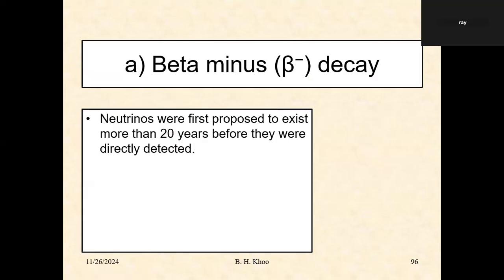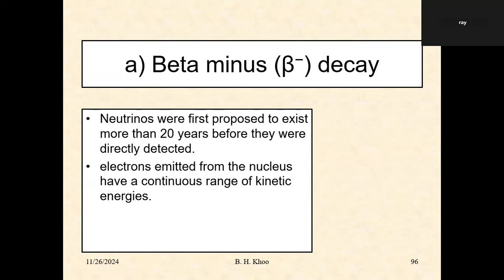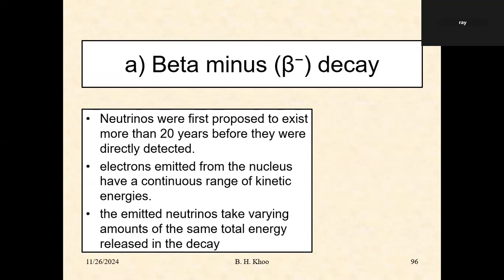Neutrinos were first proposed to exist more than 20 years before they were directly detected. Wow. How is this so funny? Because we learn from our theory before we can experimentally measure it. Electrons emitted from the nucleus have a continuous range of kinetic energy. That's what the graph shows. The emitted neutrino takes a varying amount of the same total energy released in the decay.